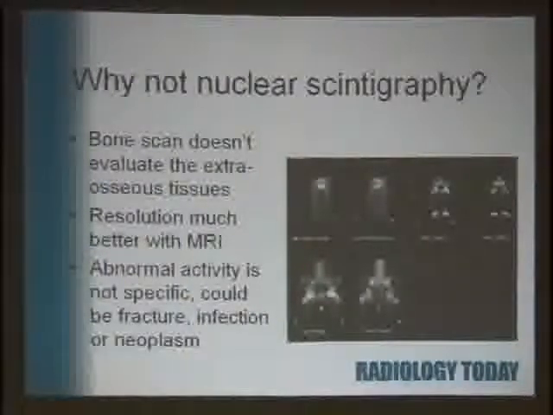The 3-phase just helps you decide: it's really sore and red and tender here, is it cellulitis or is it deep infection? It does help you sort out soft tissue versus bone. But again, when you're trying to look at osteomyelitis, MRI is going to be much better.